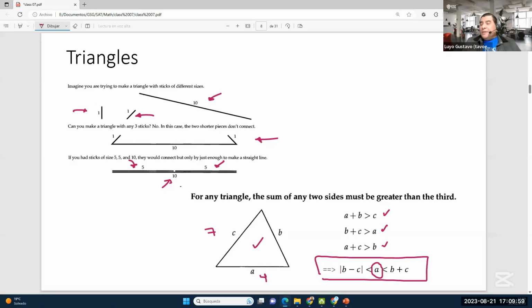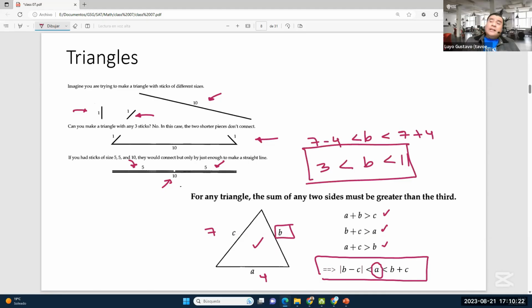What would be possible lengths for this side? Okay, if we use a formula, we could say that B has to be less than 7 plus 4 and greater than the positive difference, that is to say 7 minus 4. So B is between 11 and 3. These are the possible values for the length of side B. Sometimes questions in the SAT will tell you that the lengths of the sides have to be integer values. Okay, be careful about that.